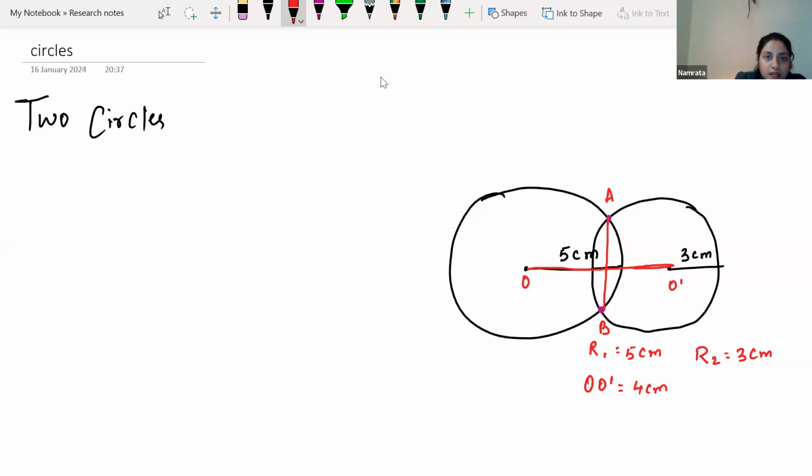So we can make a triangle like this. We can say this is also the radius of the circle. Can we say this is also 5 centimeter? Yes, ma'am. And if AB is the chord, here we can say the point of intersection over here is, let's say, M. Okay. So we are having a triangle AOM.